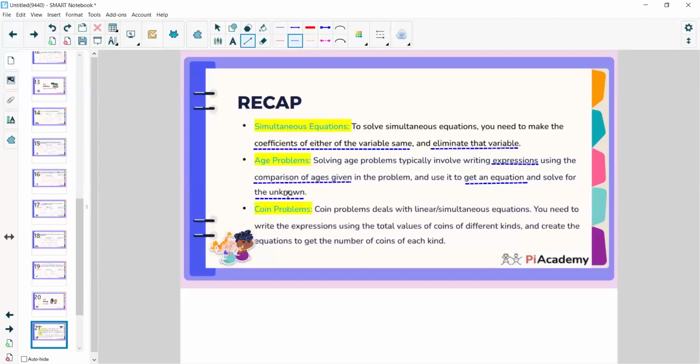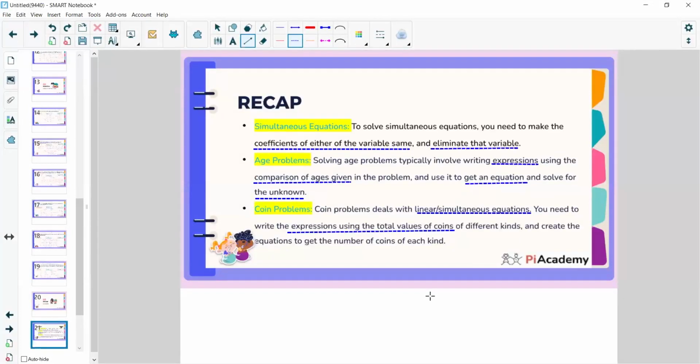Okay. Same thing goes with coin problems. These deal with linear or simultaneous equations. What do you need to do? You need to write the expressions using the total values of coins. So in the previous example, we had X number of 1 pound coins and 2X number of 50p coins. So what did you do? You multiplied X by 1 to work out the total value of X 1 pound coins. That's how you write the expressions in coin problems.